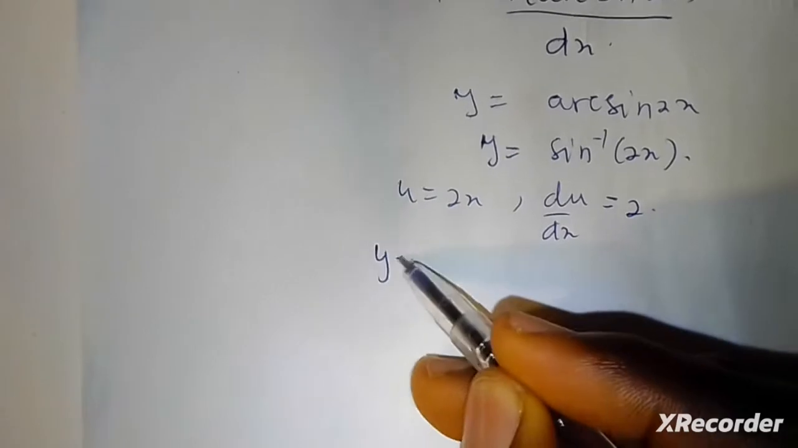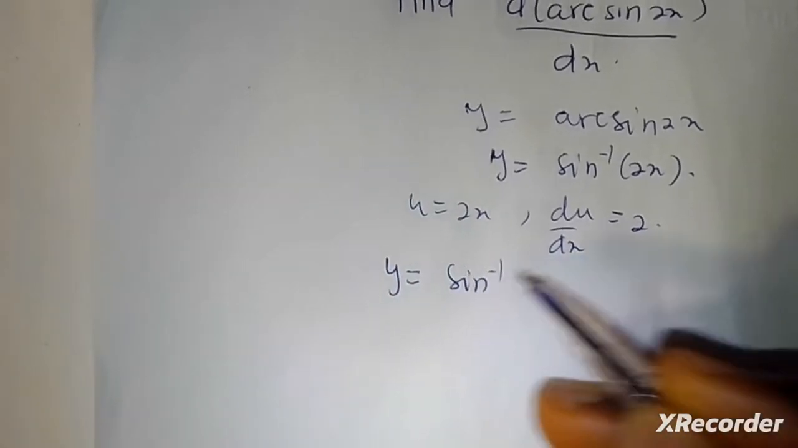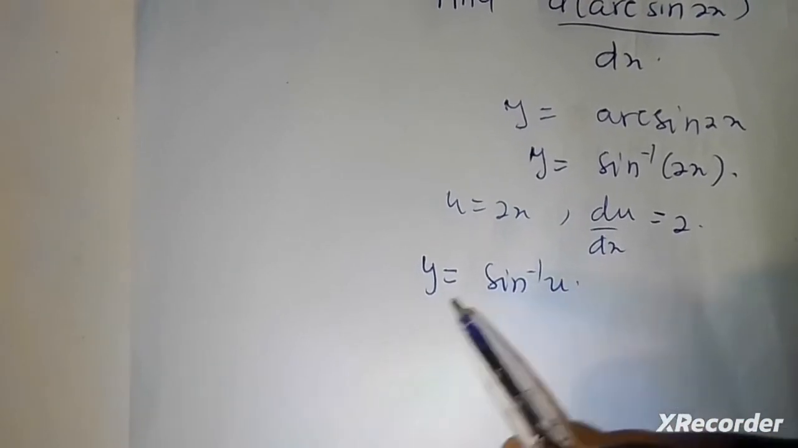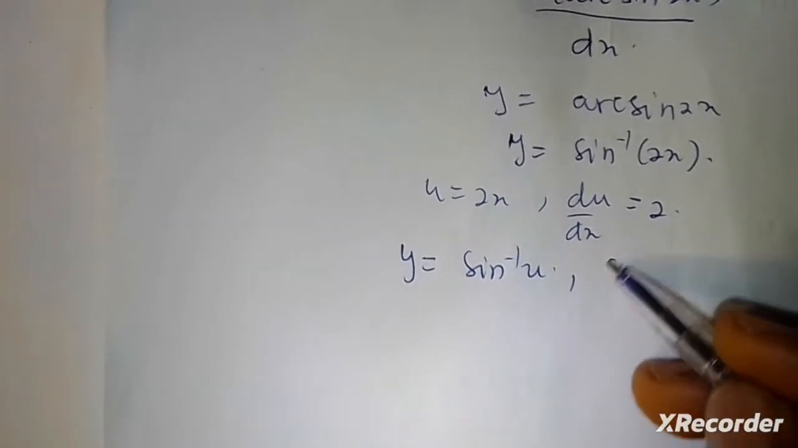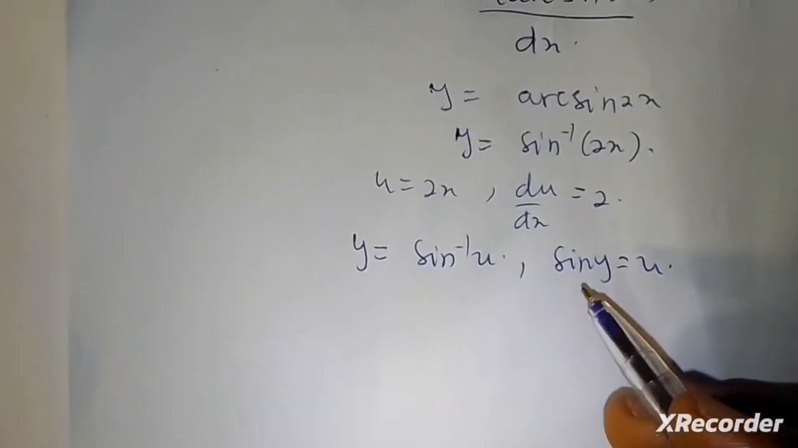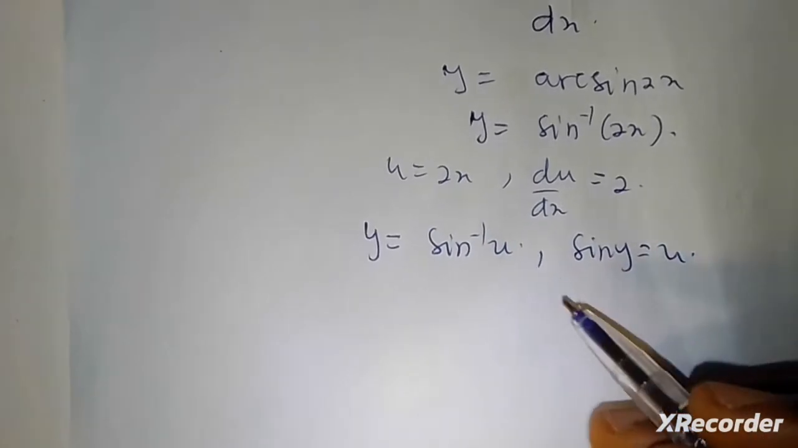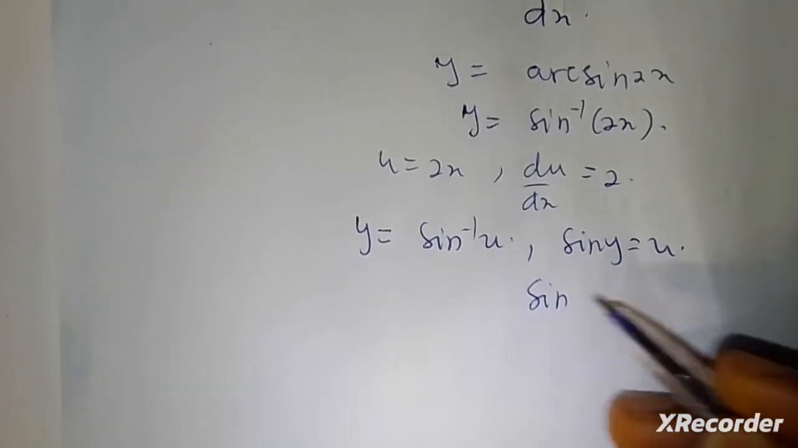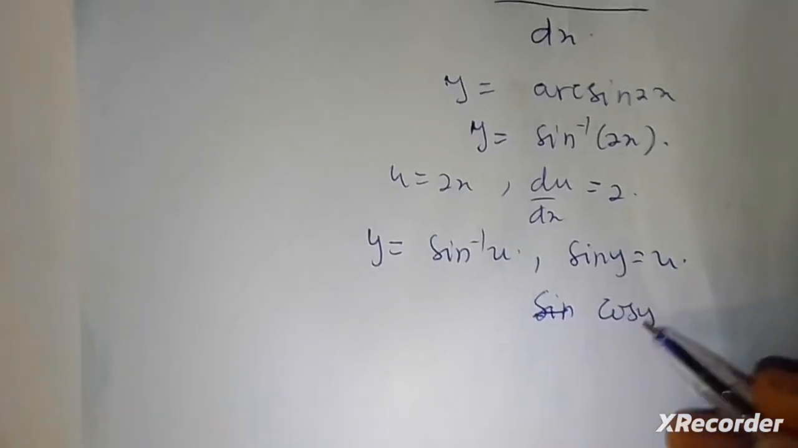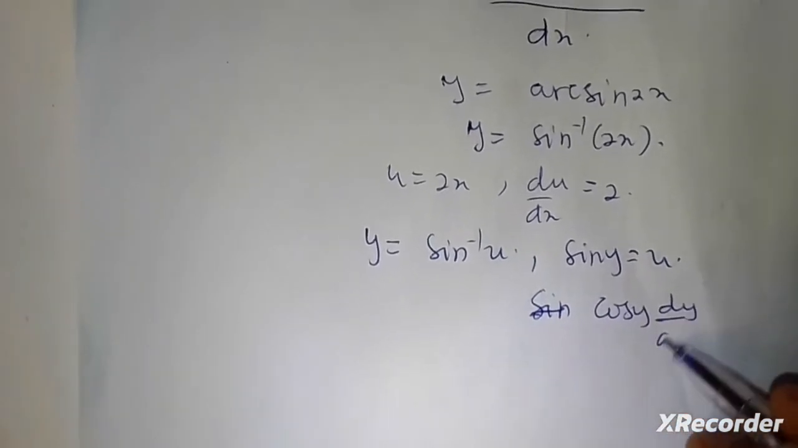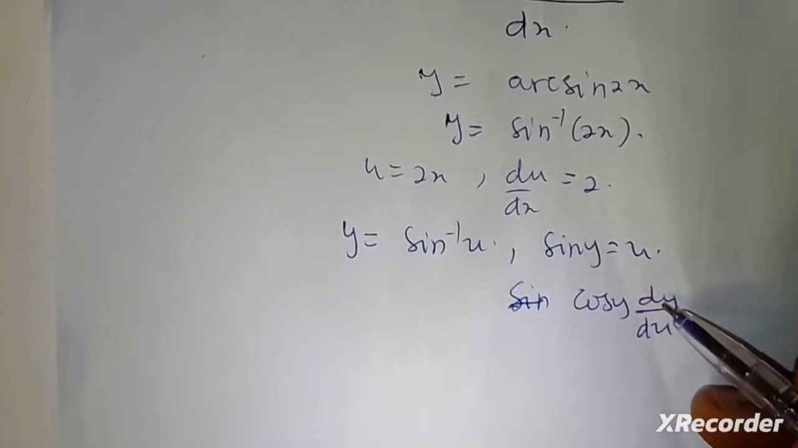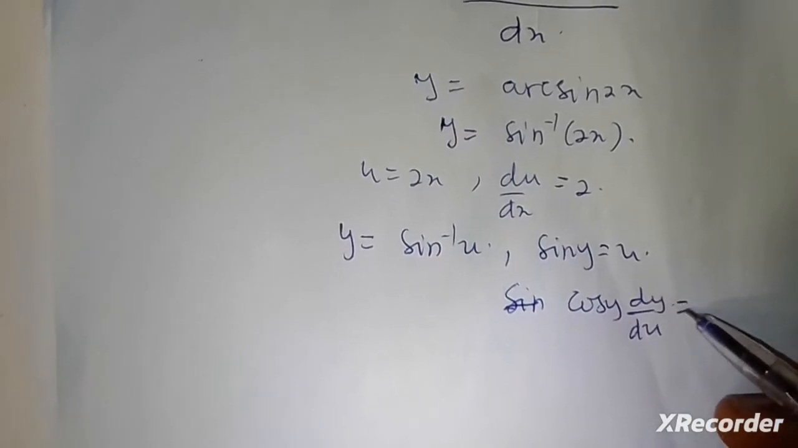So here we are remaining with y is equal to sine inverse of what? u. So at this point, if sine inverse of u is y, then sine y is equal to u. We will differentiate both sides with respect to u. If you differentiate sine y, you get cos y, multiplied by dy over du, which is equal to 1.